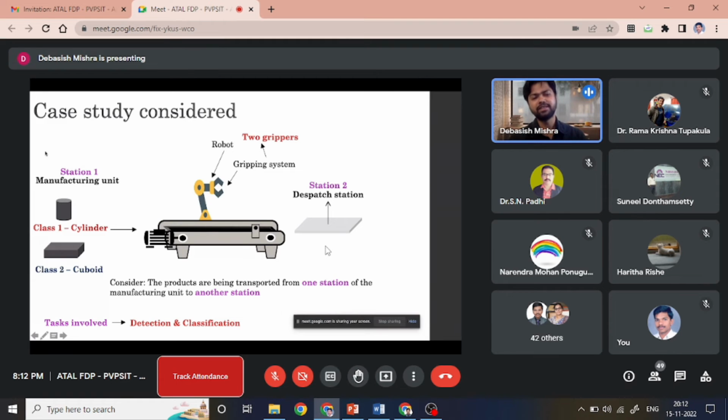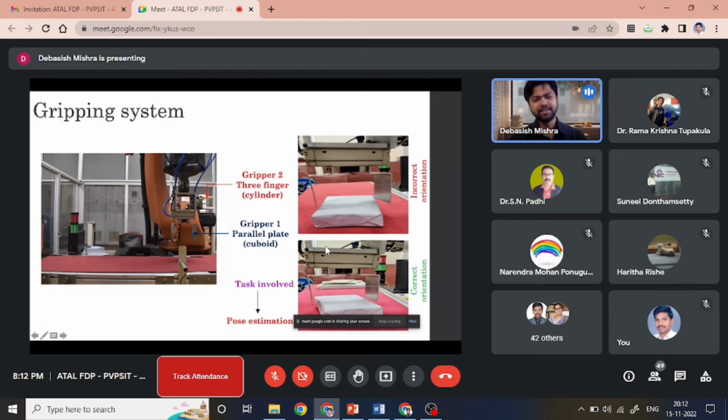Station 1 is the manufacturing unit, which is sending the products forward onto the conveyor belt, and on the conveyor belt the robot has to detect the object, classify it, and then place it at the dispatch section. So this is the actual setup. This robot is a 500 kg payload robot. Of course, it is a robot for a different purpose, but we tried to develop and implement this system in this robotic system. And as you can see, this is the gripper system that is fixed to the robot.